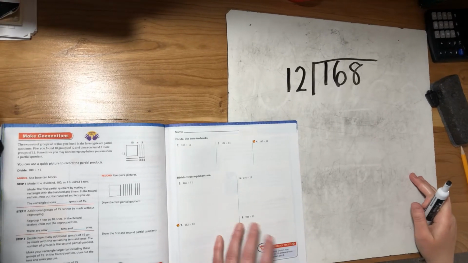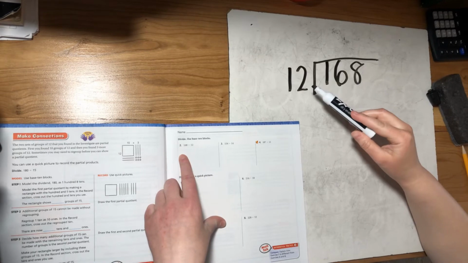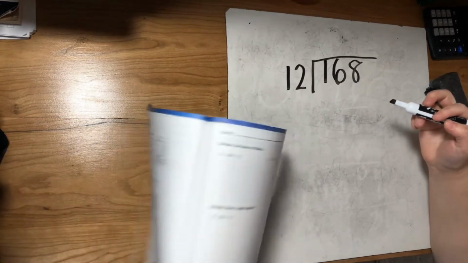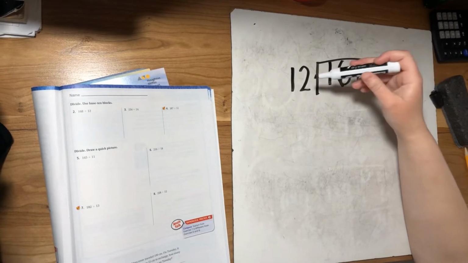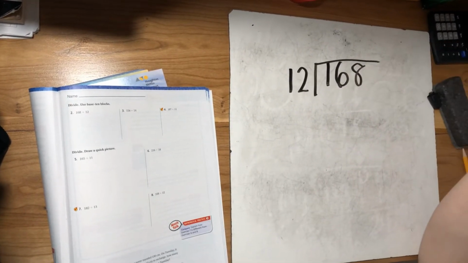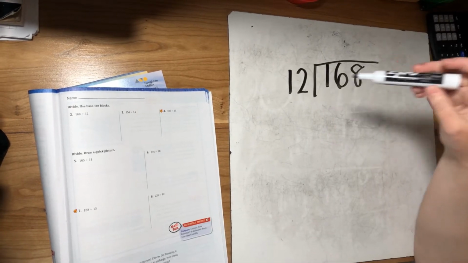All right, so this is number 2, 168 divided by 12. How we do that is very similar to if we had a single digit, but instead we have a 2-digit number. So this is where you're going to have to use your multiplication chart and do a lot of side work to help you.